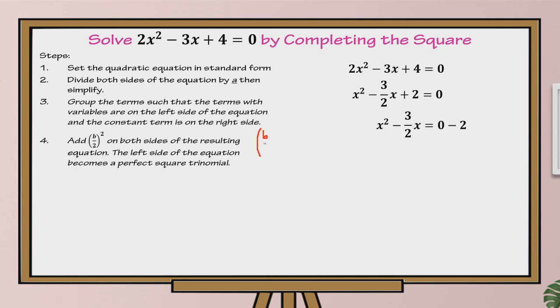Okay, so we have b over 2 squared. And we know that our value of b is negative 3 over 2. That is over 2 again. Itong 2 dito. And then quantity squared. Okay, so medyo complicated, no? So take note that we can rewrite this into this manner.